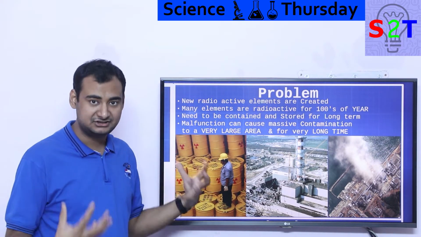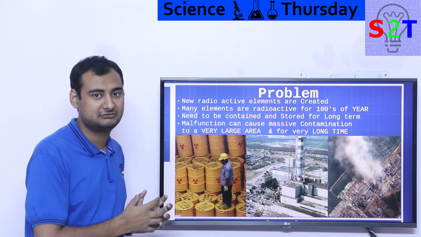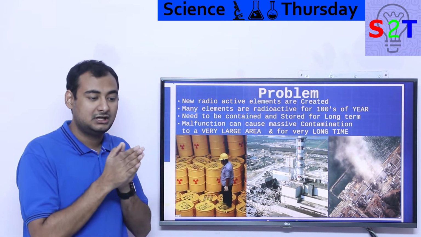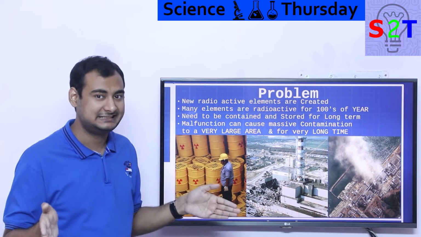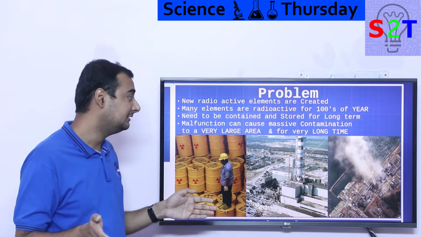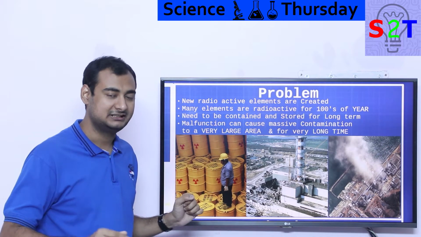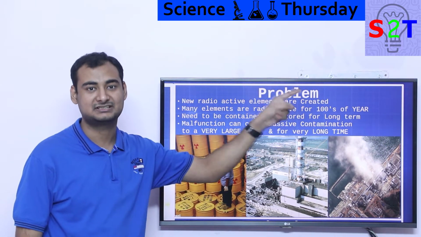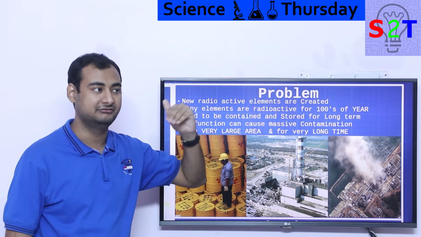And because of the energy levels involved, because of the amount of contamination involved, this can contaminate the whole area. Basically, you are talking about a small area to a whole state being contaminated by this. And let's put a cherry on top: it can be contaminated for a very long time, because as I specified, the radioactive byproducts can remain radioactive for a very long time.